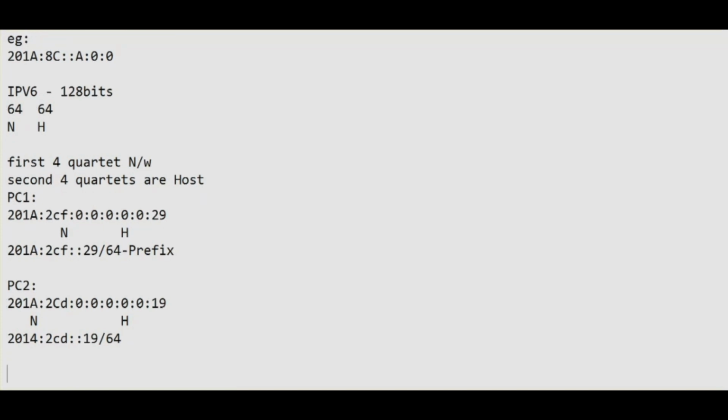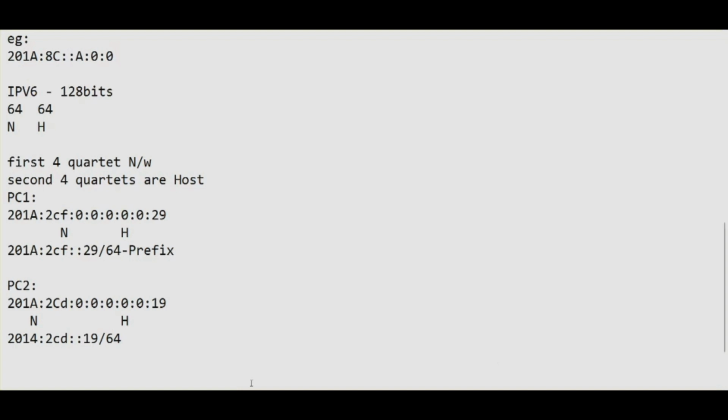So this is the introduction to IP version 6. So what is IP version 6? IP version 6 addresses are 128-bit and in hexadecimal form. The 128 bits are divided into 8 quartets. The first half is for network, the second half is for host. And leading zeros are omitted. These points are important to remember.